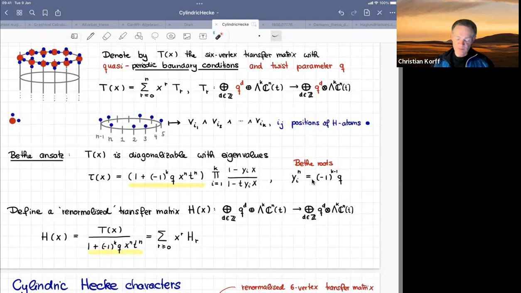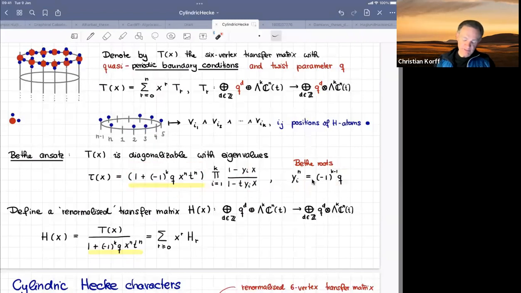And once you turn on this machinery, you can show that the eigenvalues are of this form. And they are parameterized in terms of certain complex numbers, these yi's, which are called the beta roots, which you can see are, if I would set this twist parameter Q, which is just keeping track of my winding around the cylinder, to 1, just certain roots of unity. And this prefactor here is important.